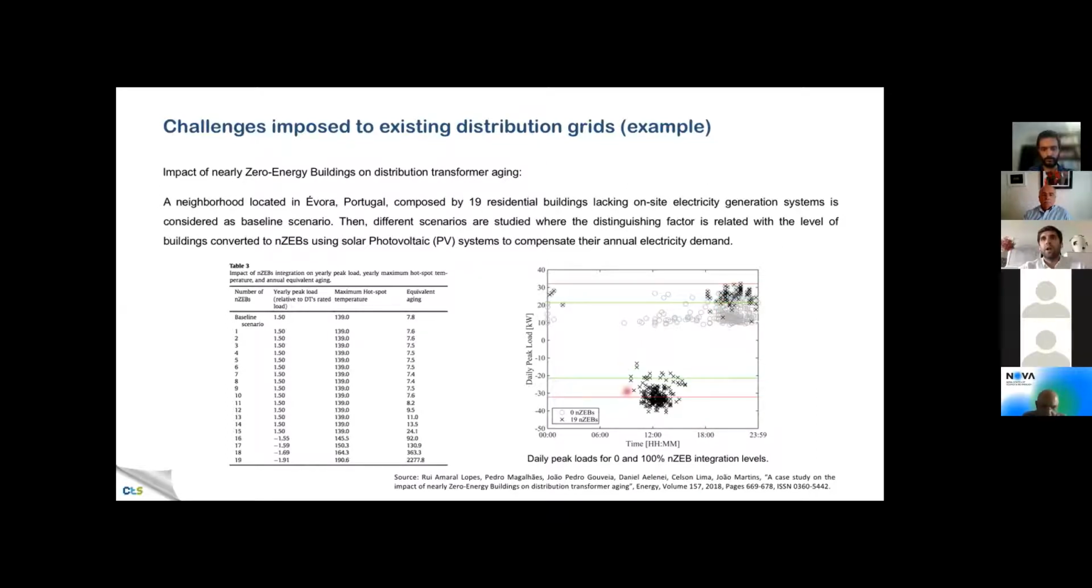And what we also observe is that when the solar resource is not available, the scenario with all buildings converted to nearly zero energy building has the same peaks at evening. So in this case, the transformer is supporting the, let's say, peaks both during noon and evening period.